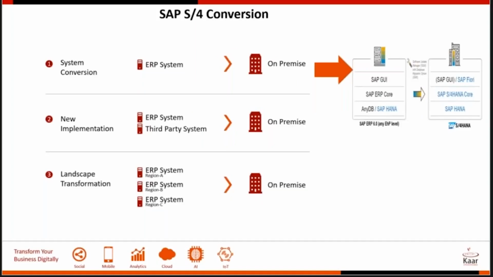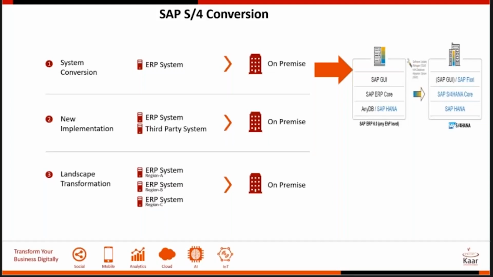This image that you've seen so far is something that, after thinking about the move to S4, you would have seen multiple times over. And they're constantly debating whether there should be a system conversion, a new implementation, or a landscape transformation. Going by the rule of elimination, landscape transformation is more for customers who have multiple SAP, non-SAP systems, and they're going to build a new S4 instance by carving out data and configuration from one or more of these systems.